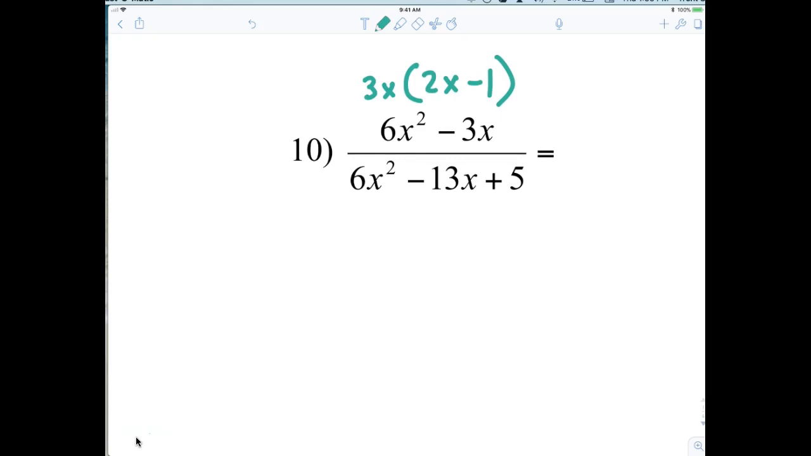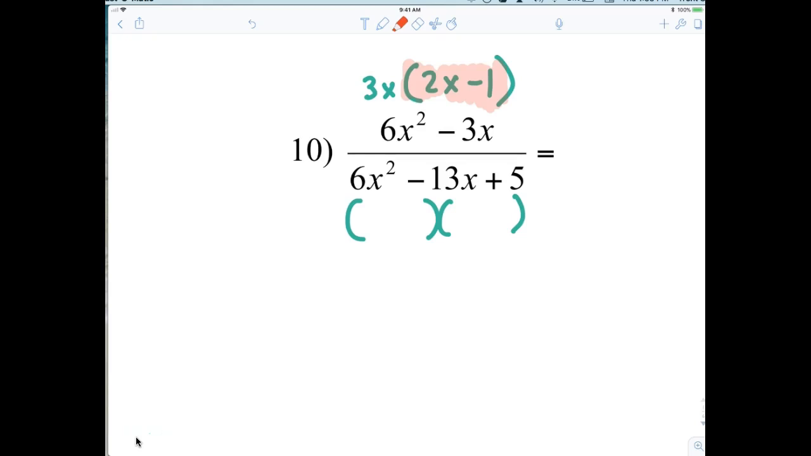All right. Now, what do you think one of the factors in the denominator is going to be? 2x minus 1. That is correct. Just listen. This, because we're working on reducing, is probably the factor in the denominator. That will really help you if you understand that.